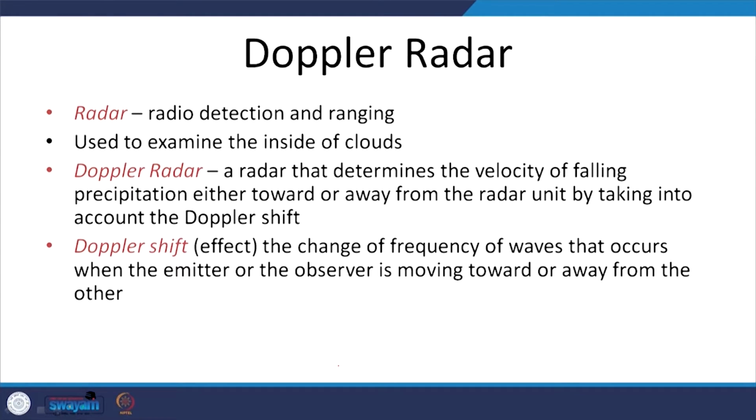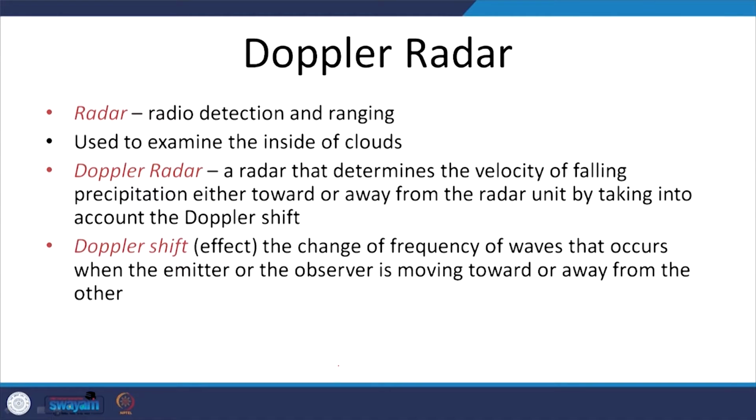Radar, so this uses a radar that determines the velocity of falling precipitation either towards or away from the radar unit by taking into account the Doppler shift. So, by using the Doppler shift, you can calculate the rate at which the precipitation is happening, the velocity of the droplets, things like that.